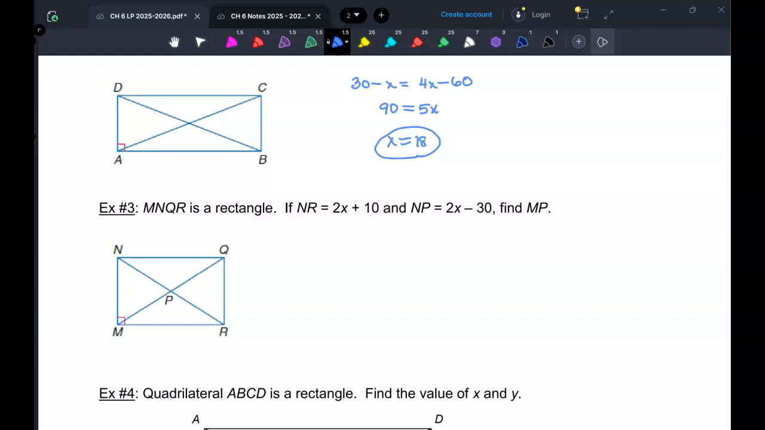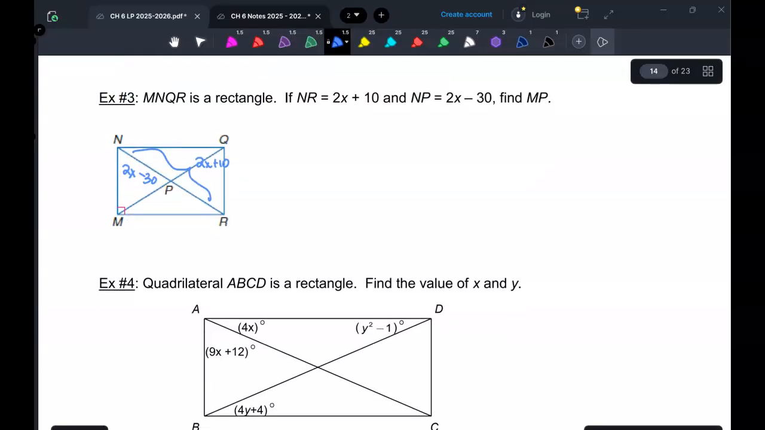We have lots of options in this one. Okay, this is 2X plus 10, and NP is 2X minus 30. So the whole thing is 2X plus 10, and NP is 2X minus 30. Oh, can we just cut it in half? 4X minus 60 equals 2X minus 30. No, just do 2X minus 30 times 2.